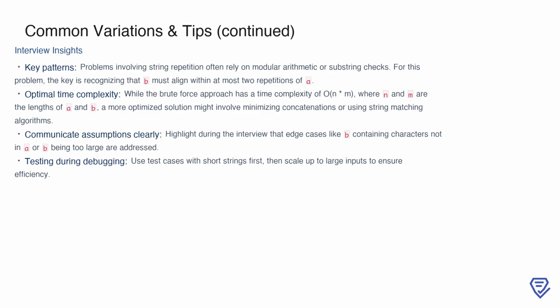Additionally, it's important to clearly communicate your assumptions during an interview. For example, you should explicitly state how you're addressing edge cases, such as when B contains characters not in A or when B is excessively large. Finally, while debugging, start with small test cases to verify correctness before scaling up to larger inputs to evaluate efficiency.